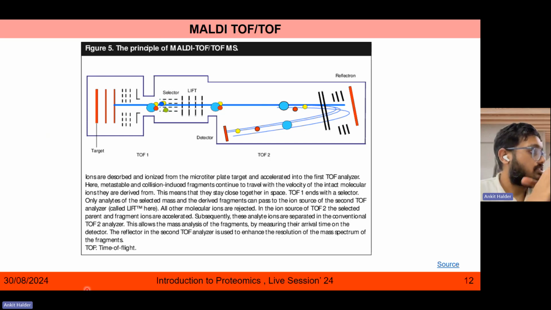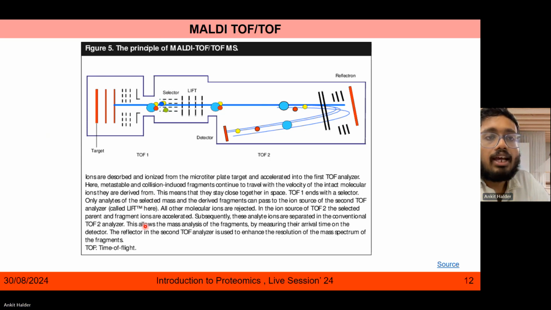Here is how it happens: ions from the target are desorbed and ionized from the microtiter plate and accelerated into your first TOF analyzer. Metastable and collision-induced fragments continue to travel with the velocity of the intact molecular ions they are derived from. This means they stay close together in space, because if you do not give them enough space to separate, they travel together.